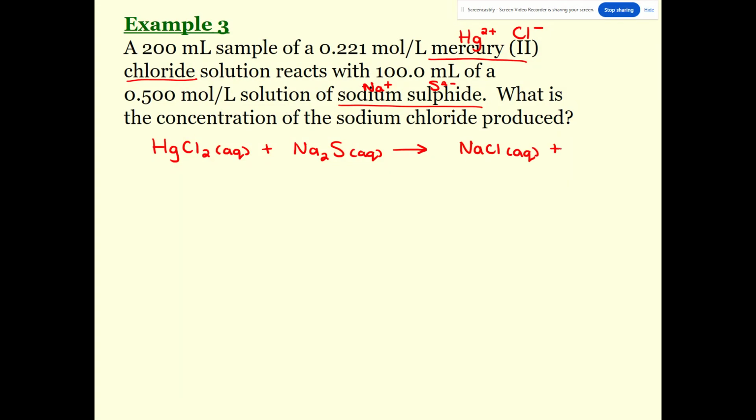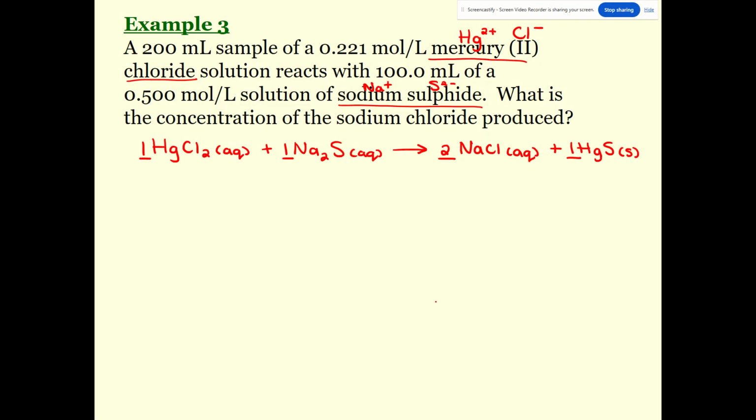I have to check my solubility chart, but sodium, again, is a group 1 ion. And then I'm also making mercury sulfide. Now, this is actually not on the solubility chart. I wouldn't give you a question like this, but I just know that that one is insoluble. Okay, now to balance my reaction, I need a 2 in front of my sodiums and chlorides, and then the rest of it balances.